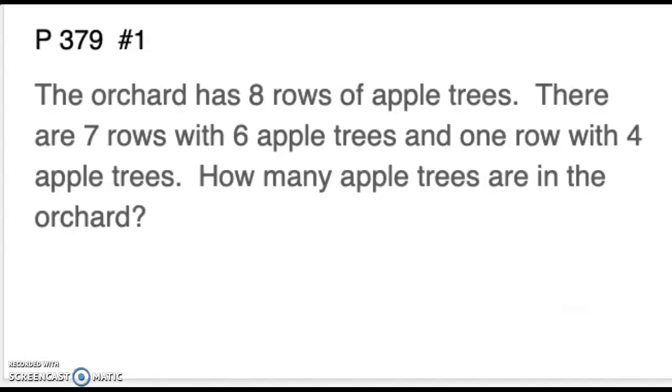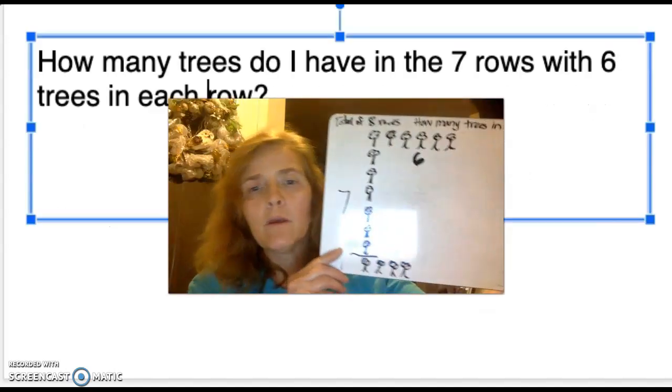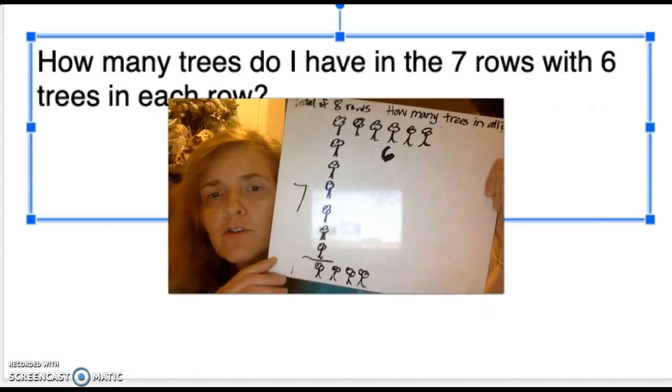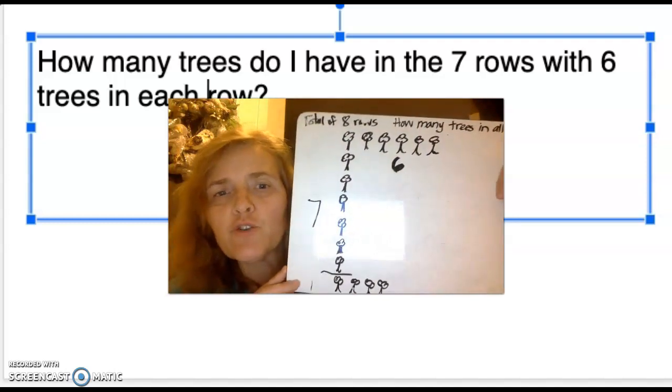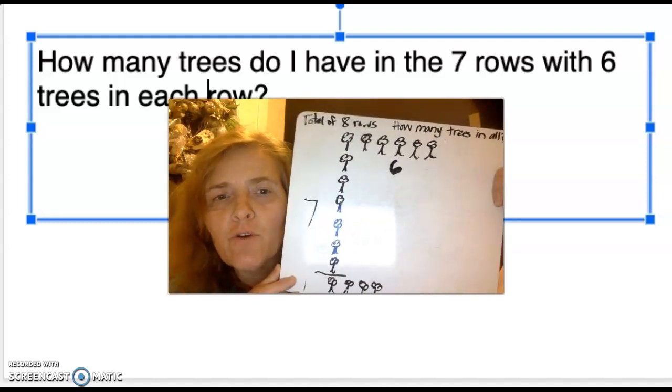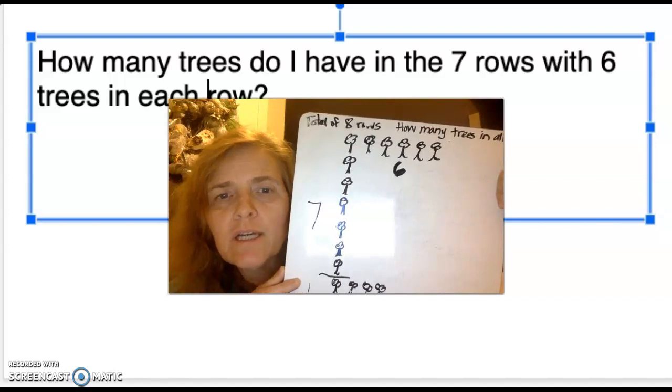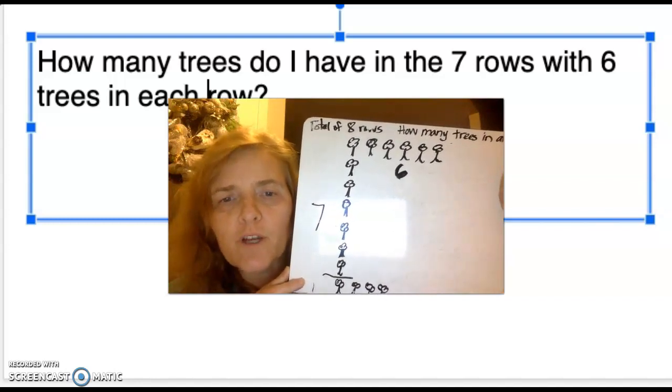I'm going to double check that I can see 8 rows of apples, 7 rows with 6 apple trees, and 1 row with 4 apple trees. How many apple trees are in the orchard? So I do need a total. What I need to find out first is what is in this array. How many trees do I have in the 7 rows with 6 in each row? So that is my first step question.